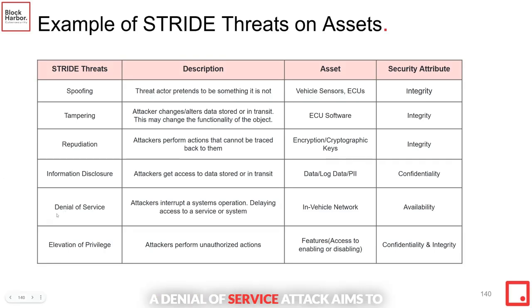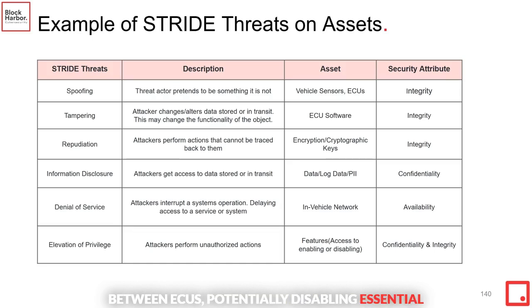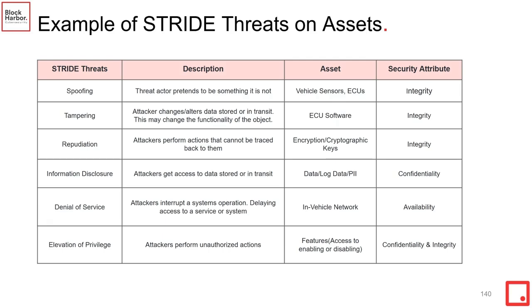A denial of service attack aims to disrupt the vehicle's operations by overwhelming a system, thus delaying or blocking access to critical services. An example would be targeting the in-vehicle network to interrupt communication between ECUs, potentially disabling essential functions like navigation or braking. This threat primarily impacts availability, which is crucial for ensuring the vehicle operates smoothly.